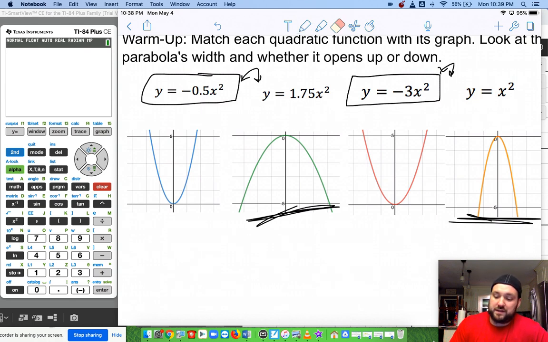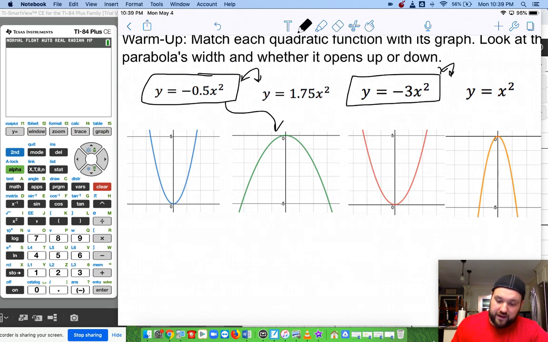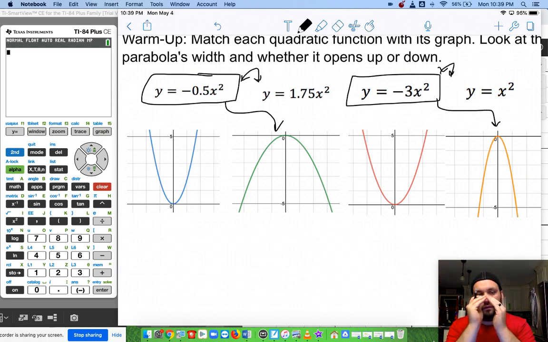What we also saw, besides the fact that a negative number makes the parabola open down, is that the further away from zero the number is, the more narrow or skinny the parabola gets, and the closer to zero, the parabola flattens out and gets wider and wider. So with those two pieces of information, I can deduce that negative 0.5x squared goes with the green graph, and negative 3x squared, because 3 is further away from 0, is going to make that graph much more narrow, much closer together side to side.